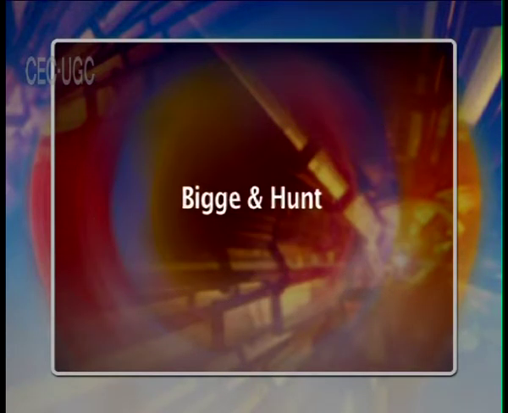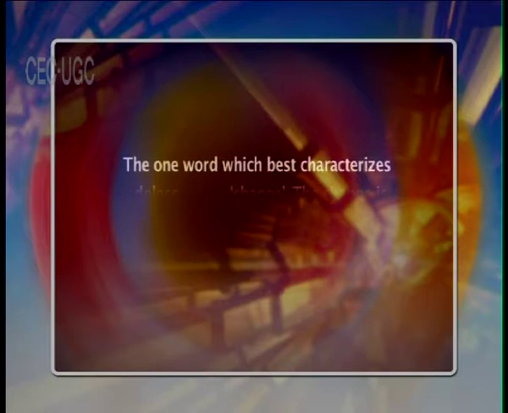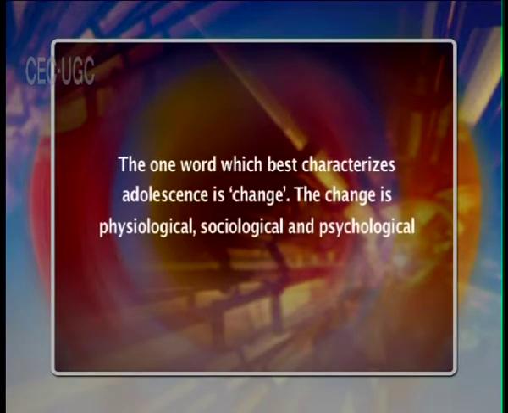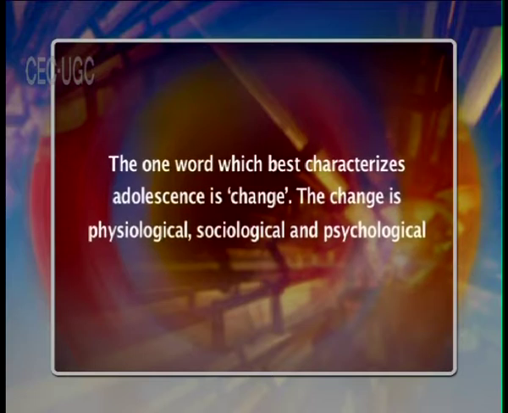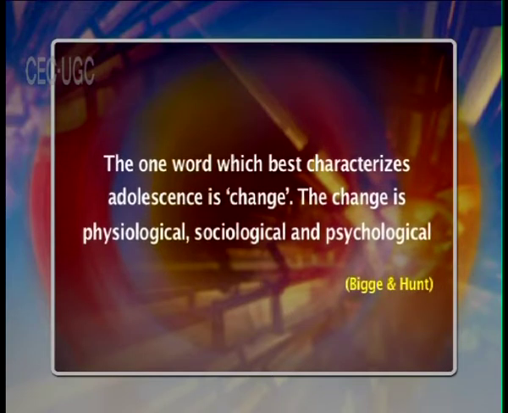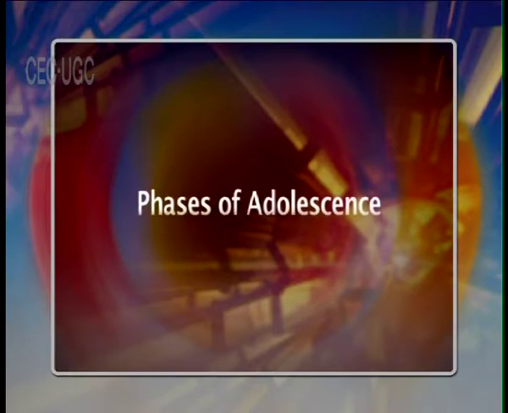According to Bigge and Hunt, the one word which best characterizes adolescence is change. The change is physiological, sociological and psychological. Now we'll discuss phases of adolescence.